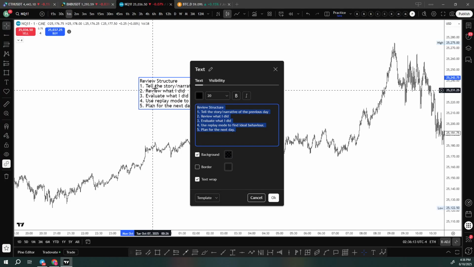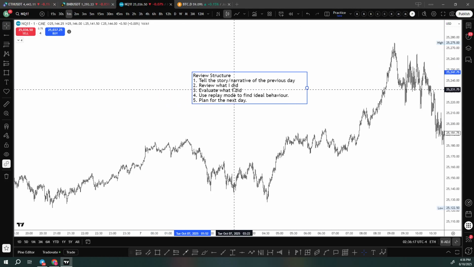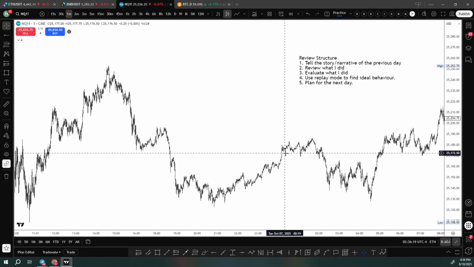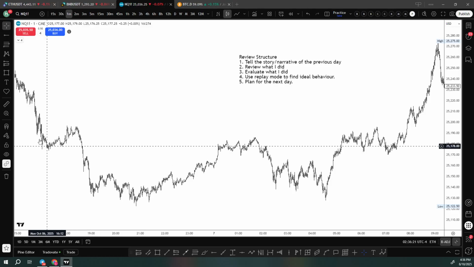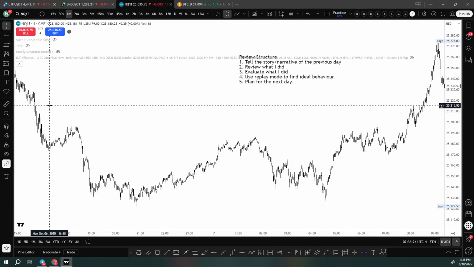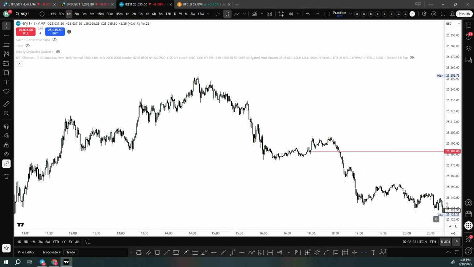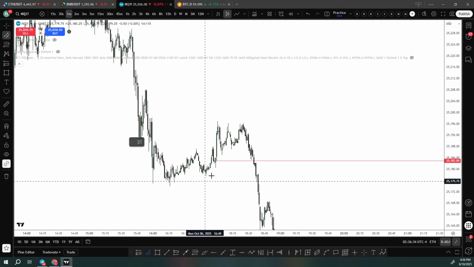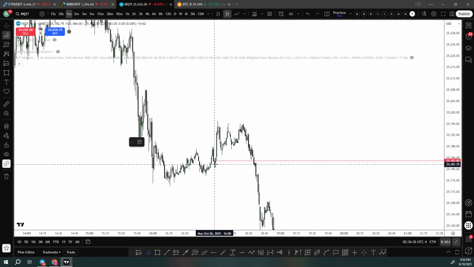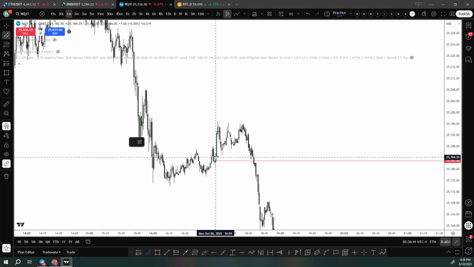Okay. I want to keep this sort of structure relatively consistent. I might add or remove. So I'm going to go ahead and start by telling the story of what happened yesterday in the market. First off, we're going to start by delineating the daily open, or rather the new day opening gap. It's a small one.